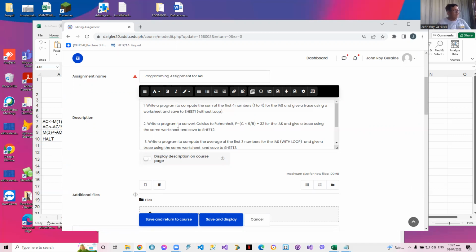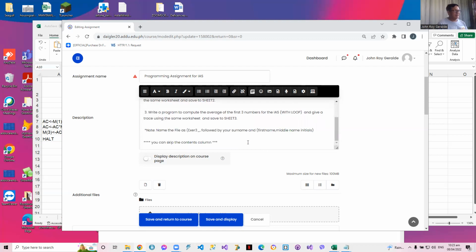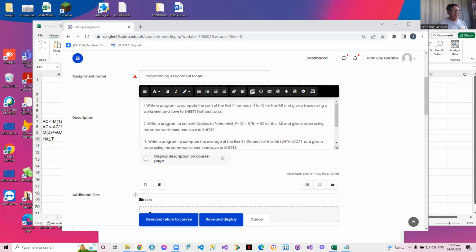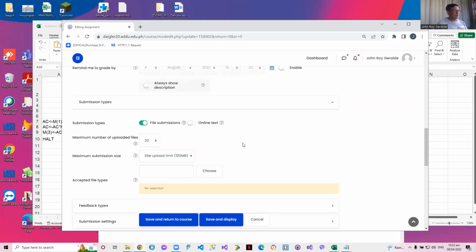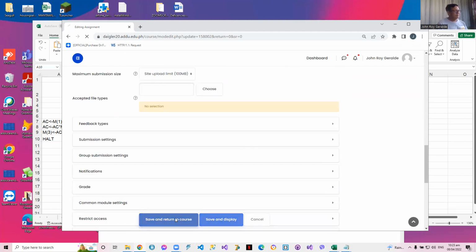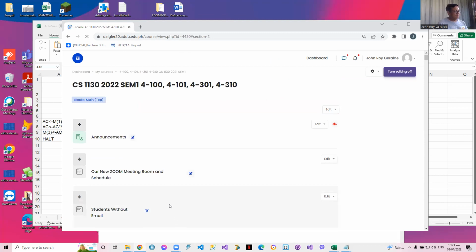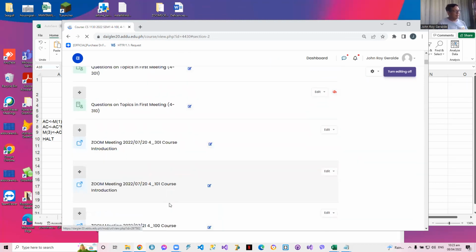This is Exercise 3 already. And then write a program to convert Celsius to Fahrenheit. And then write another program with a loop this time to compute the average of the first 3 numbers using the IAS. Okay? Any questions so far? So I'll show you this on Monday, or rather Tuesday. So that's another 1 week assignment.